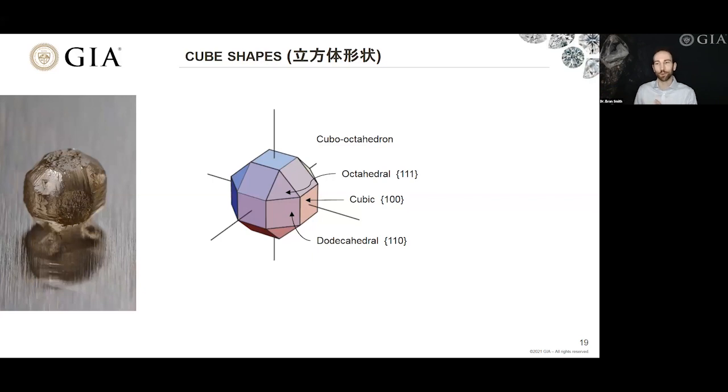Ultimately, natural diamond crystals never really grow as perfect cube shapes with perfectly flat and smooth faces and sharp edges and corners. Cube shapes in diamond are always a little more complex than a perfect cube.